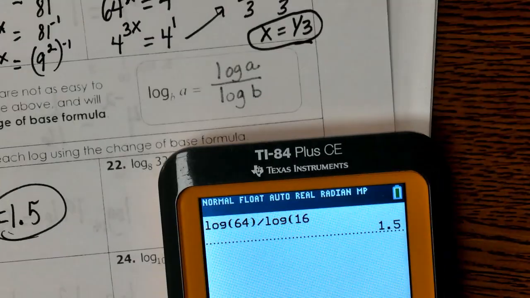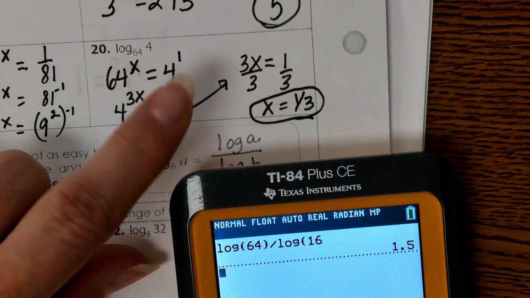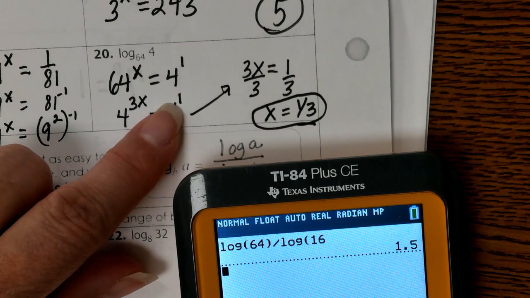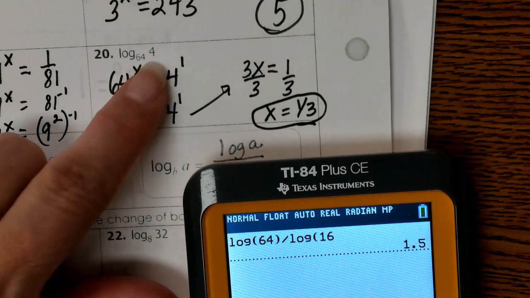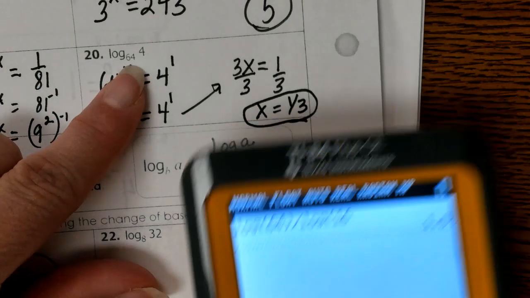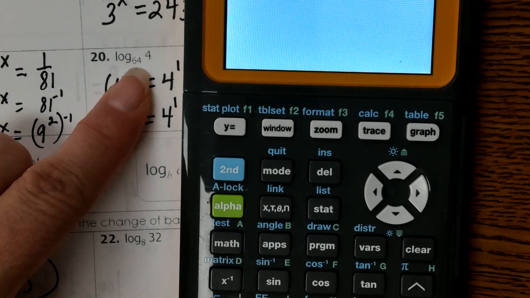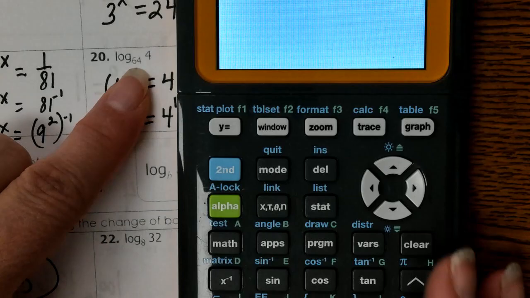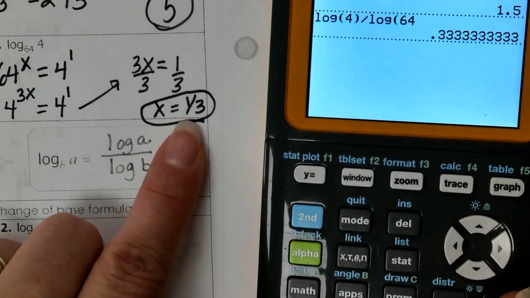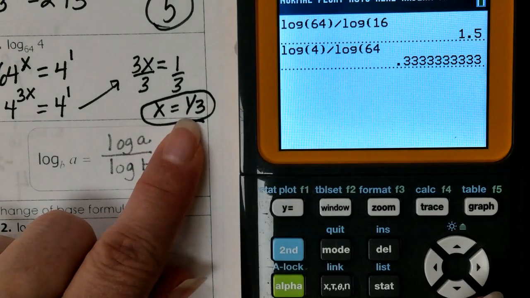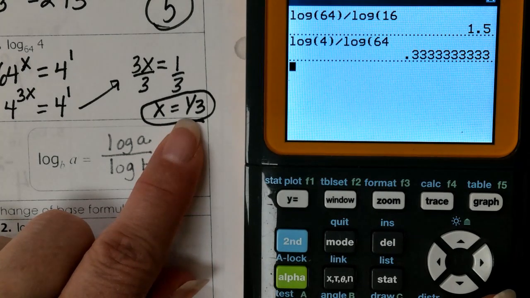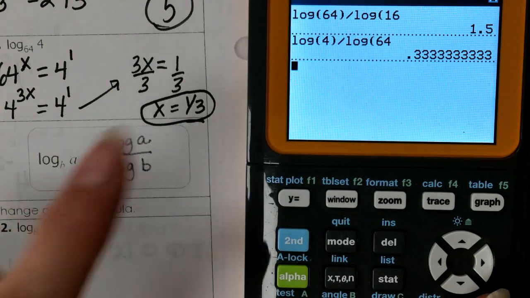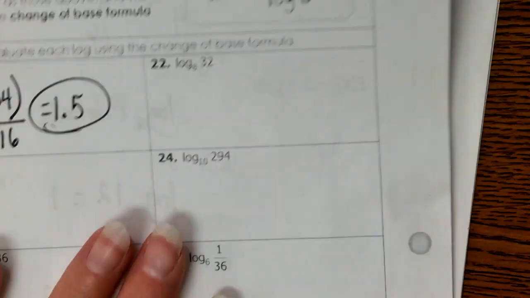Also, go back to the one we had some trouble with. Remember how number 20 may have given you trouble? You could have said log of 4 over log 64. Let me just show log 4, remember to close it, divided by log 64, hit enter, and look, we said the answer was 1/3. Is 0.33333 still 1/3? Yeah. So your calculator can do the change of base formula, and this is one thing that I'm trying to teach you guys today.